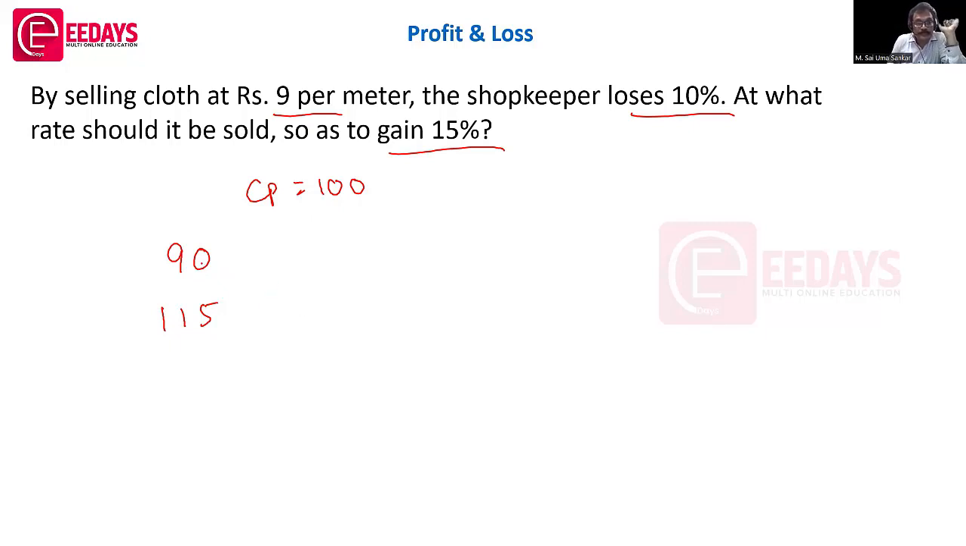Now, when will you get loss? If the selling price is equal to 9 rupees, then you will get loss. Now, suppose you want to get a 15% profit, then what is the selling price? Here 90 is divided by 10, right? And what about this one? This is also by 10. So 11 rupees 50 paise is the answer.